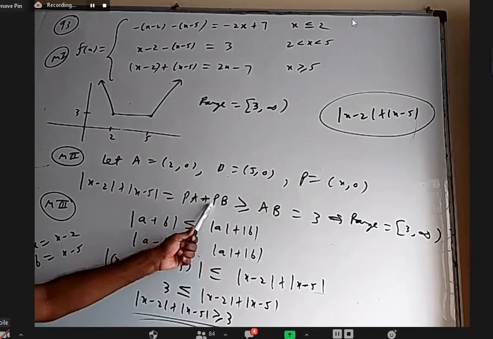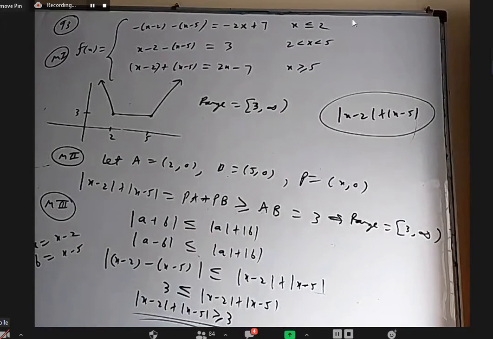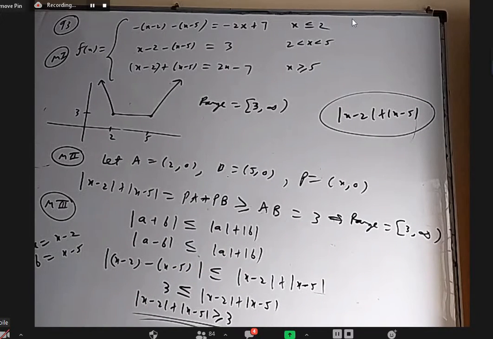Here I use mainly that the sum of two sides of a triangle is greater than the third side. It can be equal to the third side if that point is collinear with the other two. Okay, if anybody has any objection to any one of these methods, any doubt, I am ready to explain.